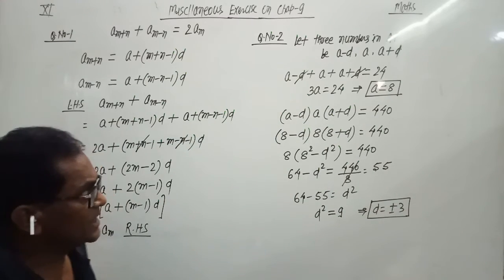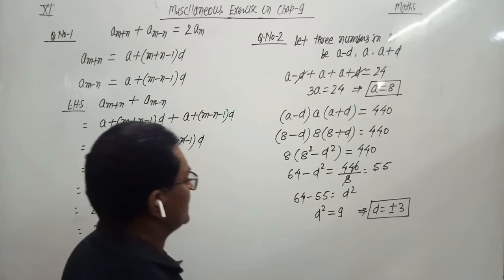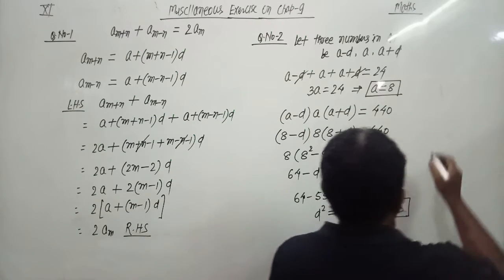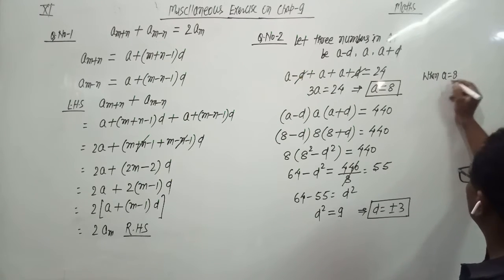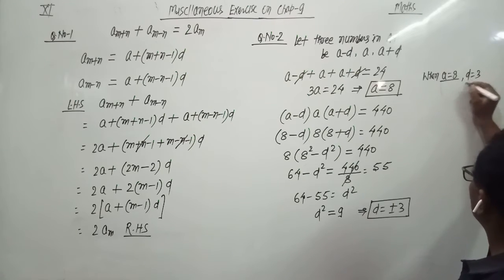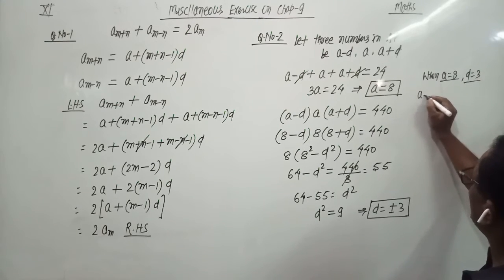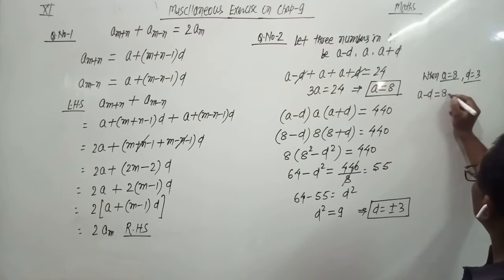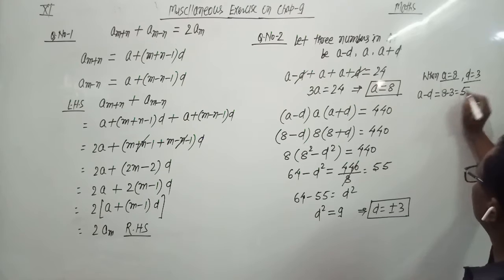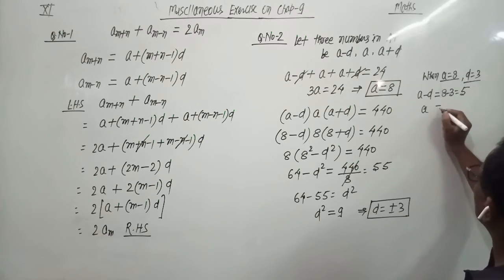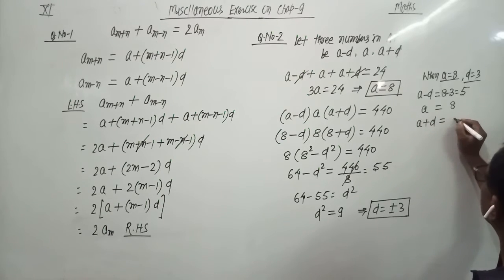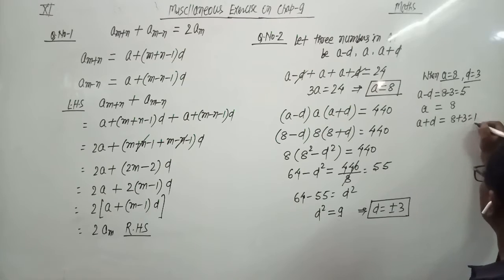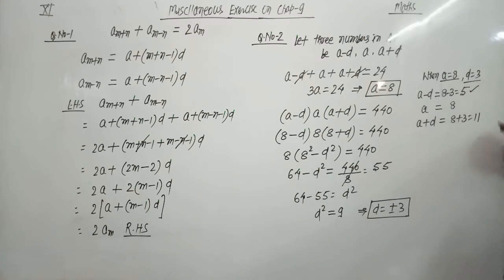So we had to find 3 numbers. By taking a equals 8 and d equals 3, the first number a minus d equals 8 minus 3, which is 5. The second number a equals 8, and the third number a plus d equals 8 plus 3, that is 11. So the three numbers we get are 5, 8 and 11.